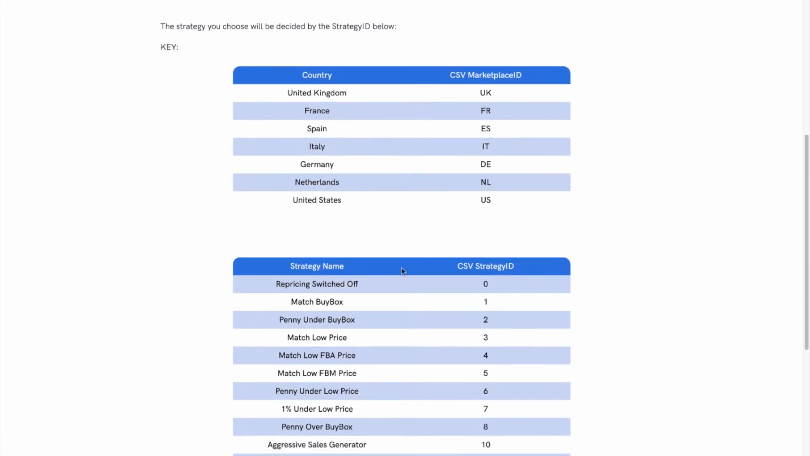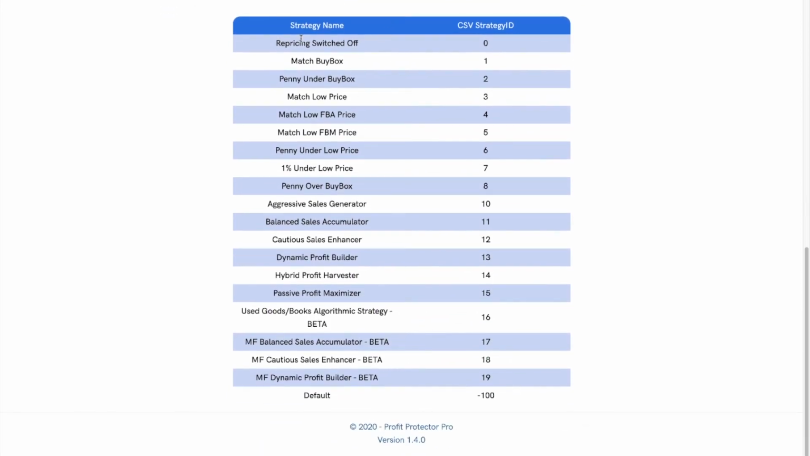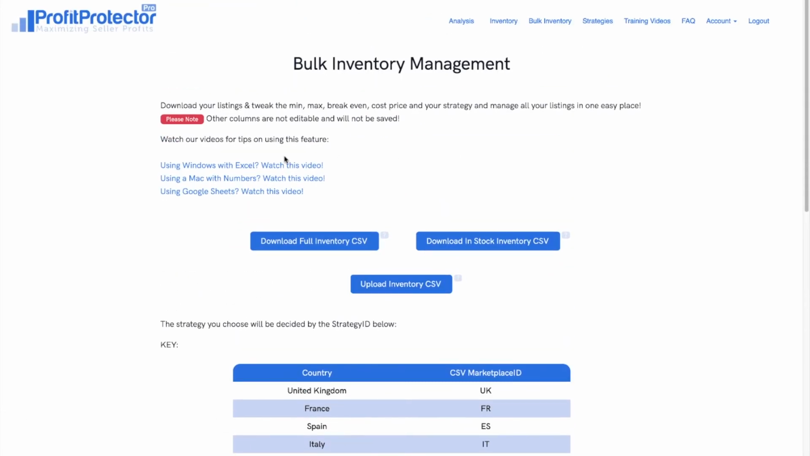And these are keys for when you're in the CSV. Your marketplaces are called these rather than full names, and each strategy has a reference number, which you can see here. So it's very quick and easy to do, and these videos will talk you through it in detail.